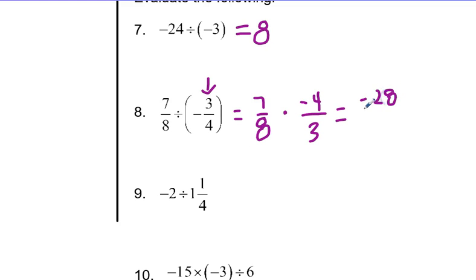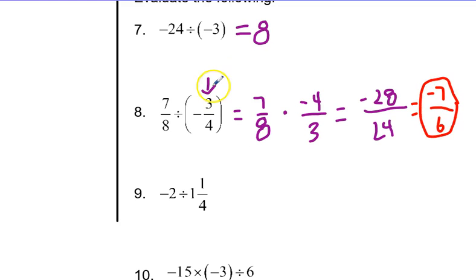And then 8 times 3 is 24. Now, both the top of our fraction and the bottom can be divided by 4. So 28 divided by 4 is 7, and 24 divided by 4 is 6. So our final answer is -7/6.